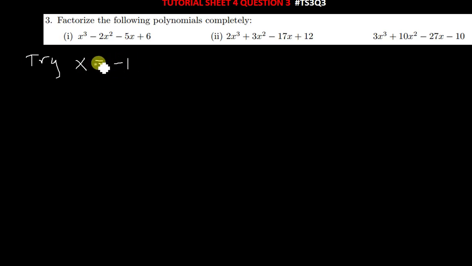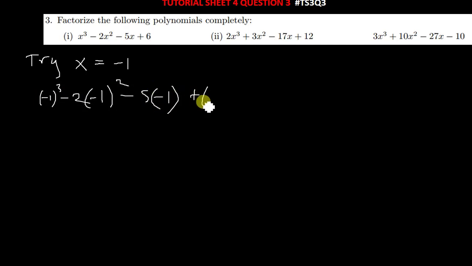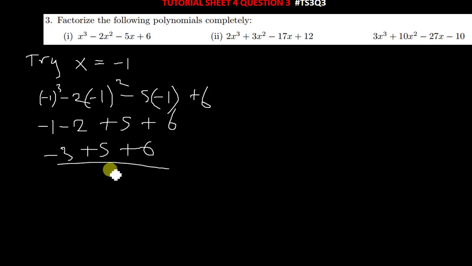So when you try x is equal to -1, while there is x in this expression, you put -1. So when you put -1 while there is x, you have something like this: -1 cubed minus 2 times -1 squared minus 5 times -1, then we have plus 6. So this is going to give you -1. This will give you -2. This will give you +5, and then that will give you 6. So -1 minus 1 will give us -3, plus 5 plus 6. So when you add this, you will not get a 0.